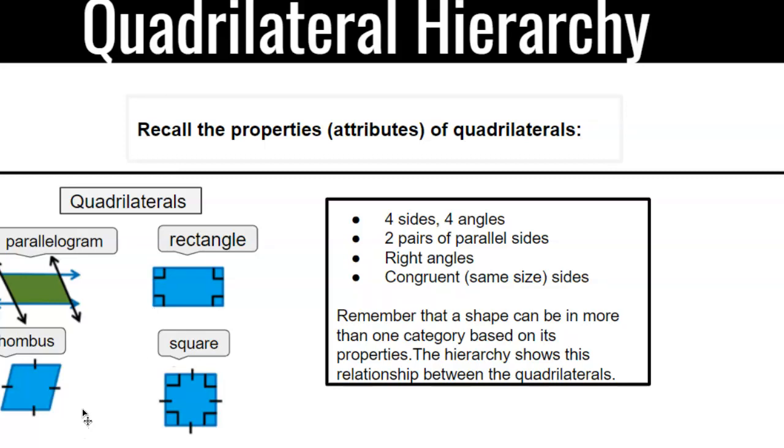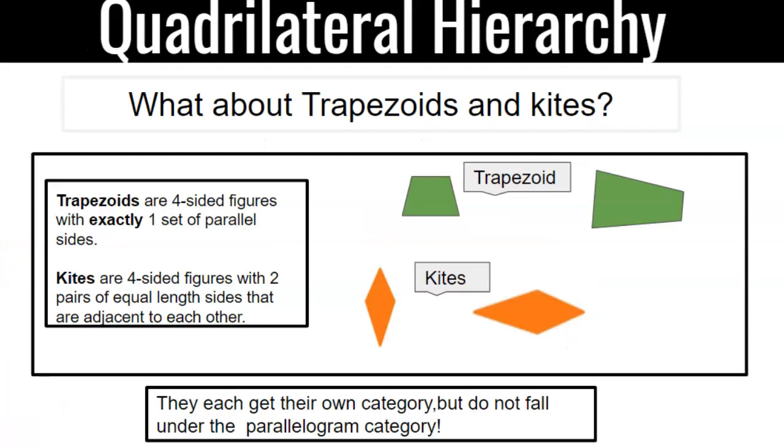And they have congruent sides. Some of them have all 4 sides congruent, like the square and the rhombus, indicated by those symbols. And some of them have opposite sides that are congruent or the same size as each other, like in the rectangle. Then we have some of the quadrilaterals that don't have those same properties.